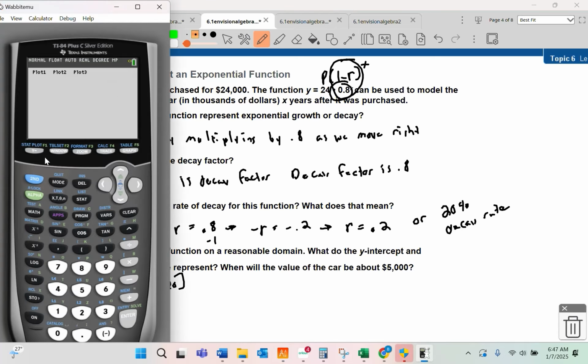I'm going to let my TI-84 do this one for me. Original equation was 24, and it was thousands, but we're not going to put that. 0.8 to the x. And let's just set that x min to be 0. Let's set that x max to be 20. We'll have to play with the y max. I knew what it was going to be. It was going to be 24.